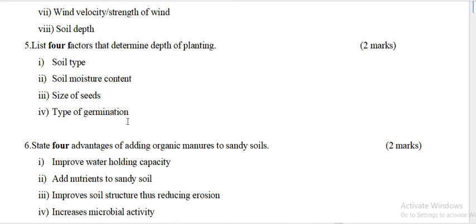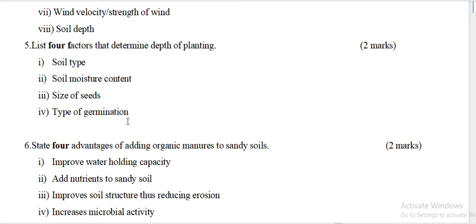Then size of seeds. The bigger the size of seeds, the greater the depth of planting, because the seed will have more food, which will be broken down to enable the roots to develop and the leaves to develop to enable photosynthesis. Smaller seeds require shallow depth of planting, because they have less food reserves.